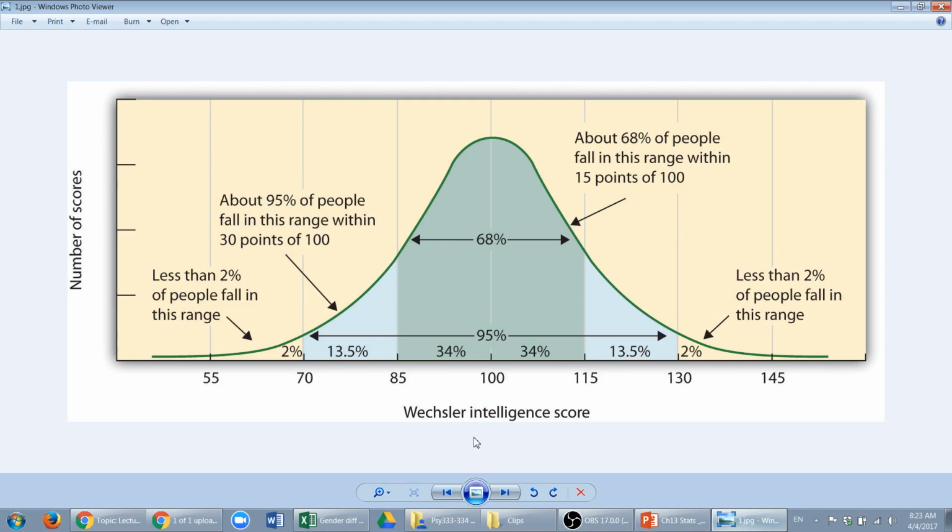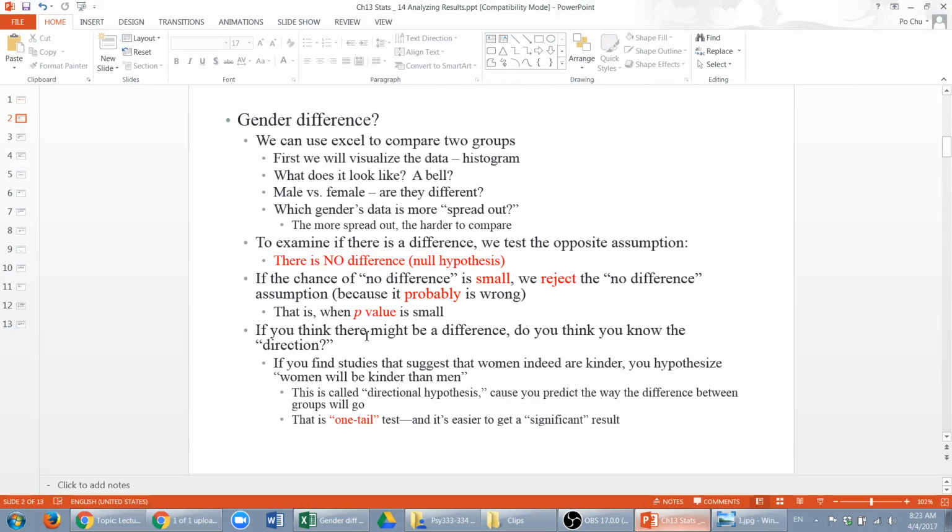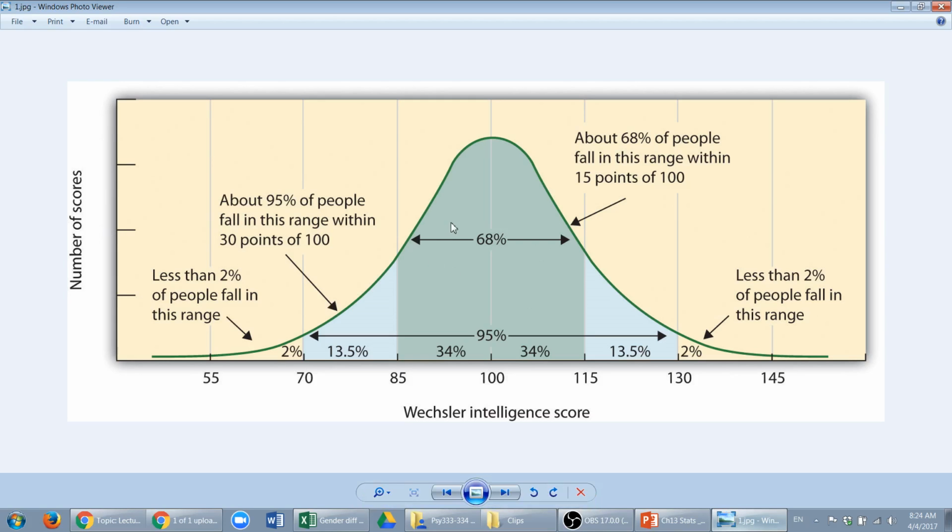On the other hand, if we have research evidence to suggest there's a direction, for example, if you find studies that suggest that women indeed are kinder, then you can hypothesize that women will be kinder than men. And if that is the case, when we analyze the data, we can say this is a directional hypothesis. That means we predict the way the difference between groups will go. And if that's the case, then we can use something called one-tail test, and that's easier to get a significant result. One tail means that all the 5% is in one direction.